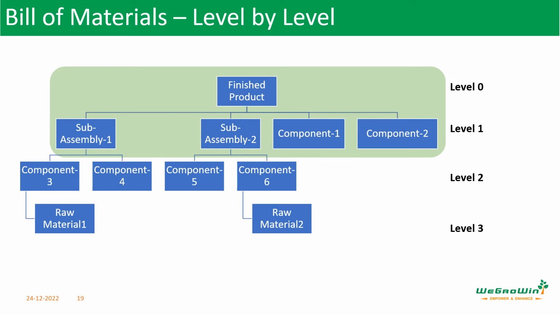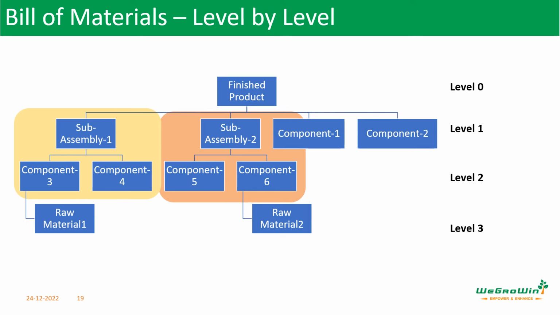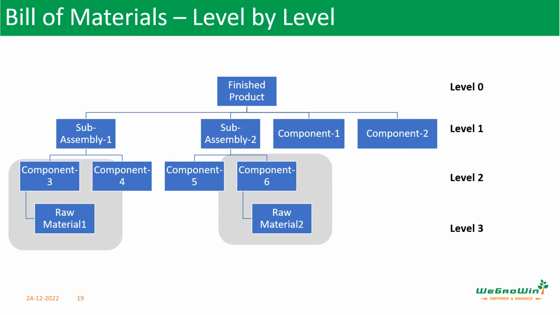For example, to produce this finished product, we need the first level BOM, no? Sub-assembly 1, sub-assembly 2, component 1, component 2. This is one level. And then we want to see the bill of material for sub-assembly 1 and sub-assembly 2. This is called the next level. That is the next level. This is what level by level is. We are seeing now level 2 BOM. And then to produce this component 3 and component 6 in other BOMs, this is the next level.